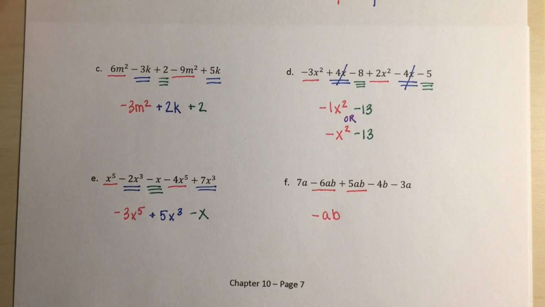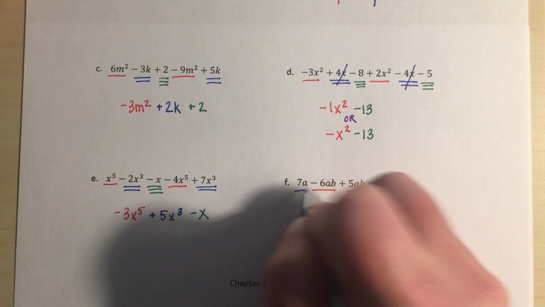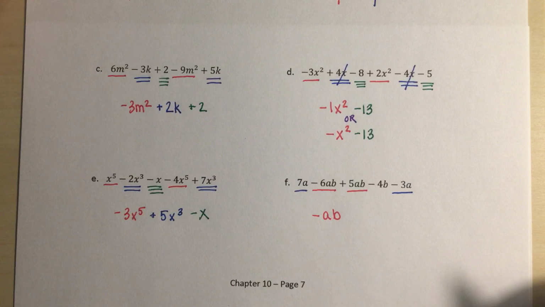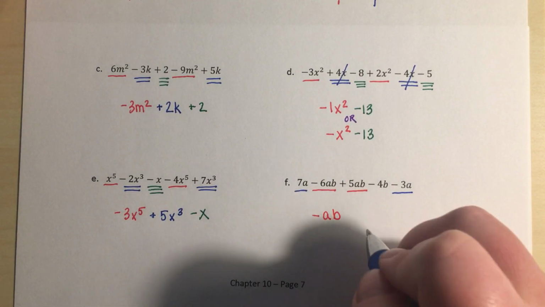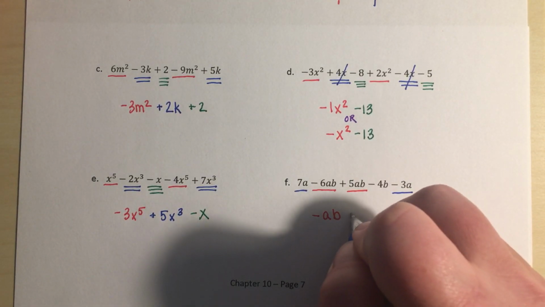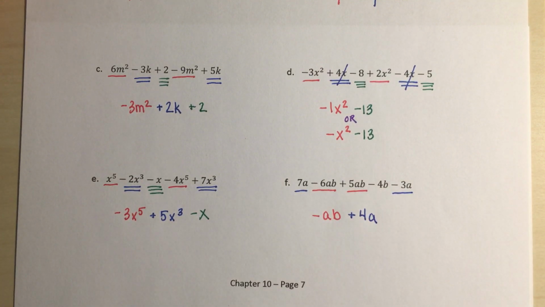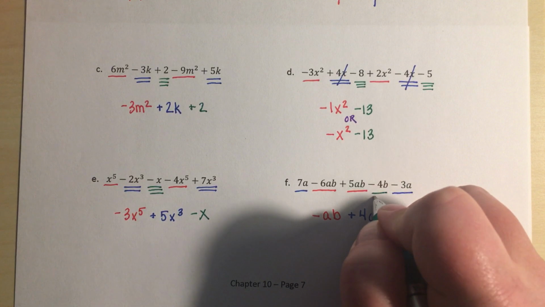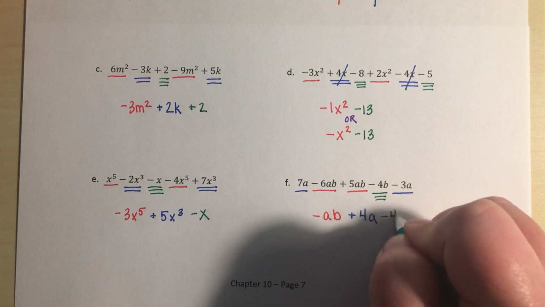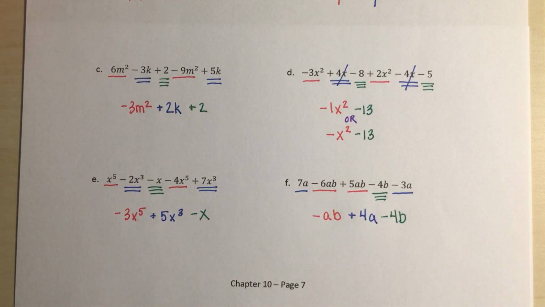Then we're going to go just in alphabetical order. So a 7a and a negative 3a, different signs, so we subtract, is going to give us a positive 4a. And then we finish it off with our negative 4b term.